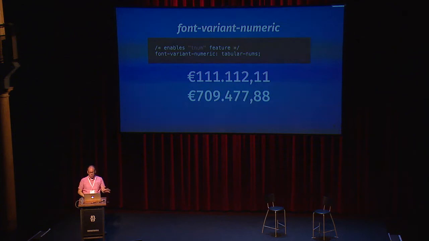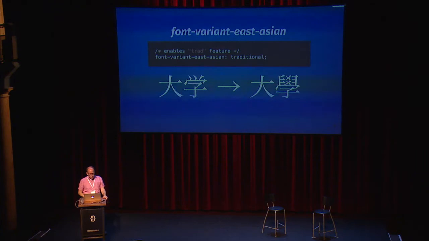This is the font variant East Asian subproperty. Here we're saying please use traditional forms. This is the word in Japanese for university. Sometimes old established universities will like to display their name with a traditional character for university. It gives them more of a flavor of, we've been established and we're very old, very prestigious.